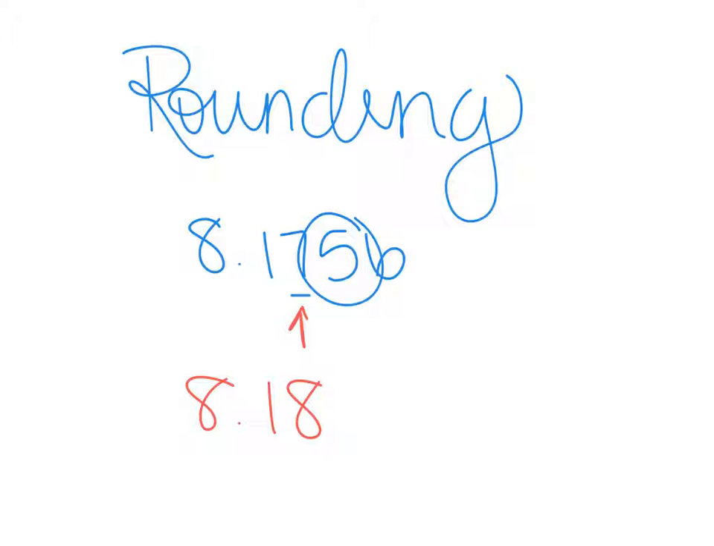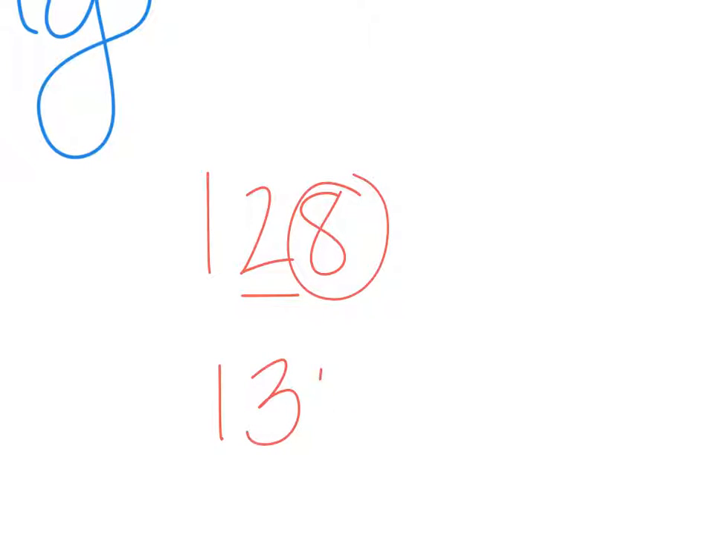All right, so let's try one more number. Maybe I have 128, and I want to round to the tenths place. Well, I look right next door. 5 or more, add 1 more, so it's going to be 130.